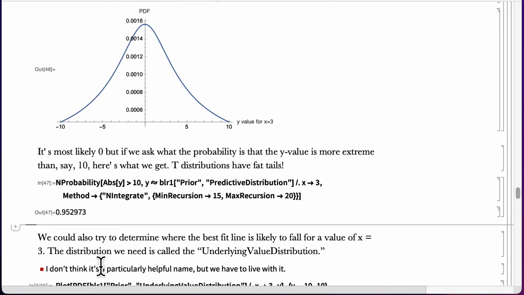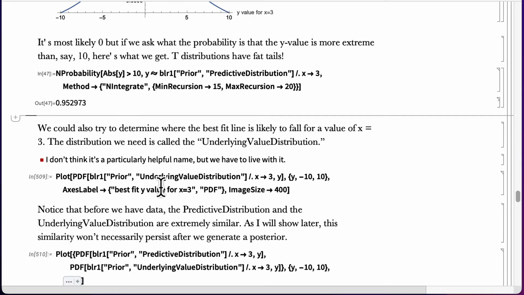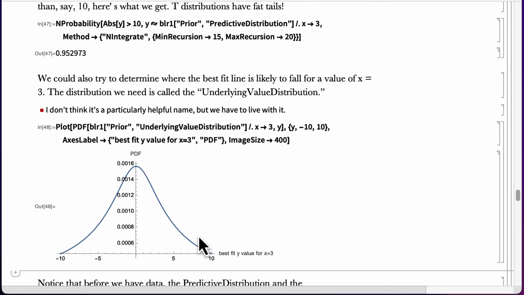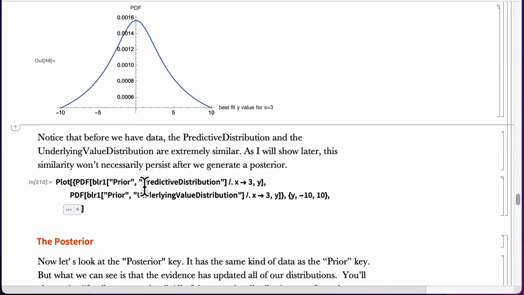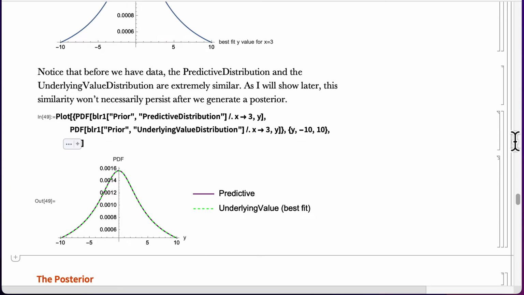All right, well, what about not what the y value is, but where does the best fit line fall? What's the distribution of places the best fit line could fall if, I'm going to again set x equal to 3. This distribution of where the best fit line falls is called the underlying value distribution. Not my favorite name, but it's a great function, so I won't complain too much. And we can look at a plot of this, and I can actually overlay the predictive distribution and the underlying value distribution. You can see that for the prior, these two fall on top of each other. What we'll see later is once we have data, these two are going to diverge.